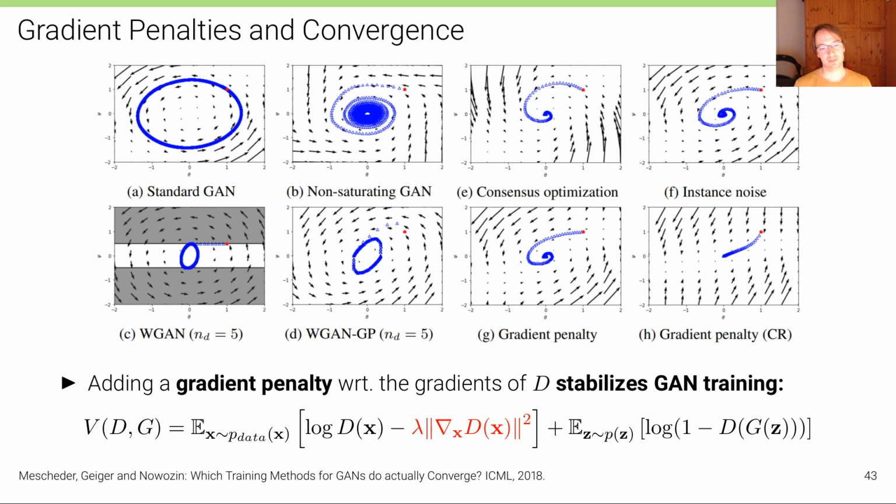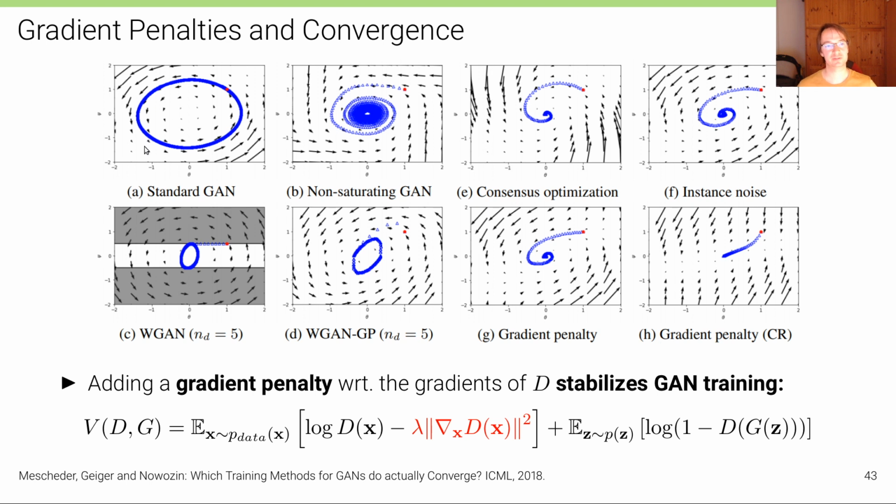Another major advance that has made GAN training more feasible, has led to more stable GAN training and less hyperparameter tuning, is the introduction of regularizers such as gradient penalties. In this paper, for instance, a very simple gradient penalty regularizer has been introduced that simply penalizes the gradient of the discriminator with respect to x. And it can be shown theoretically that locally this leads to convergence.